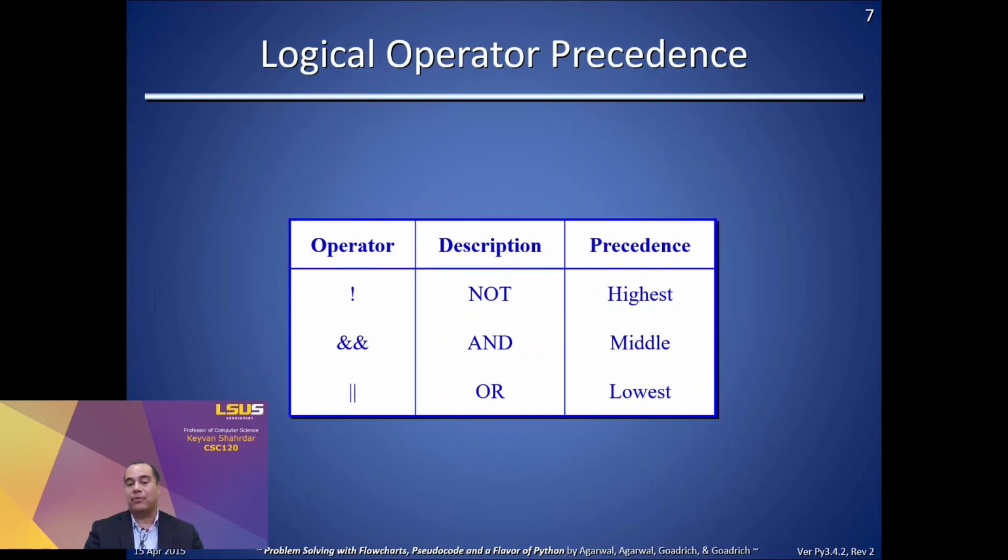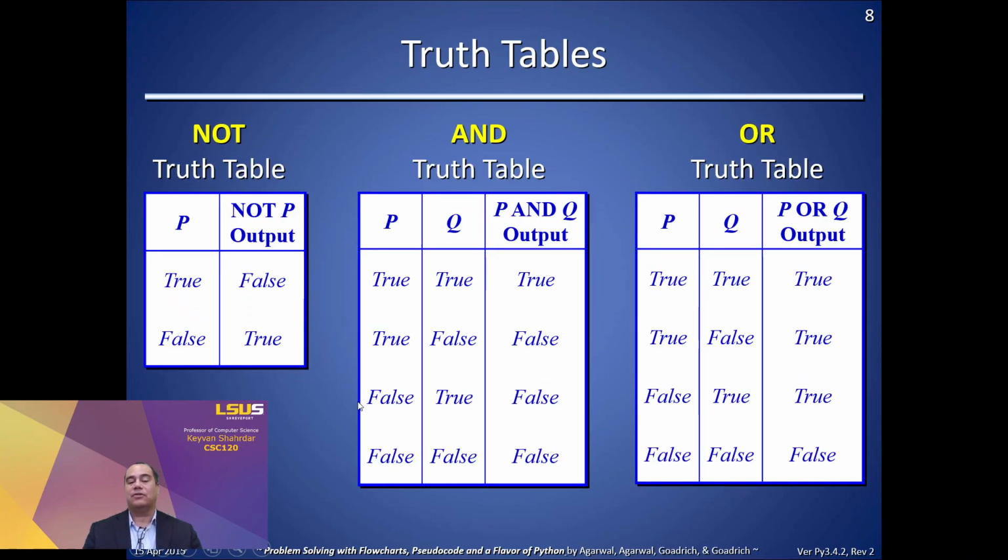So there are operators such as not, and, and or. The not is going to be the exclamation point. The and is going to be two ampersands. And the or is going to be two pipes. And these are the truth tables.